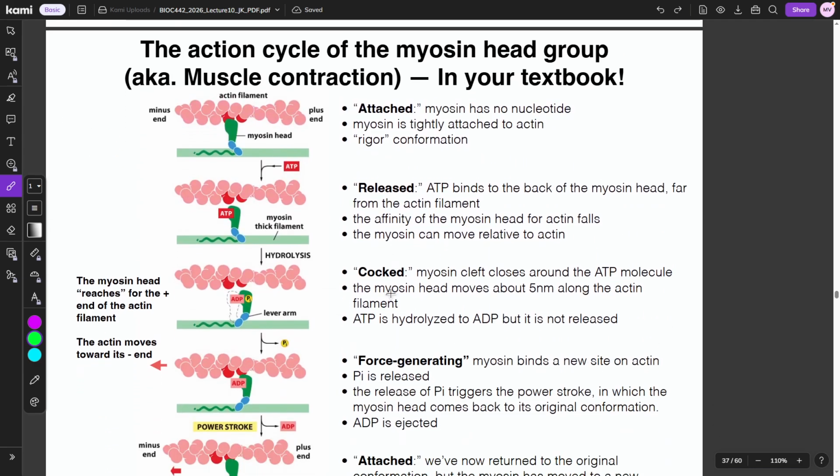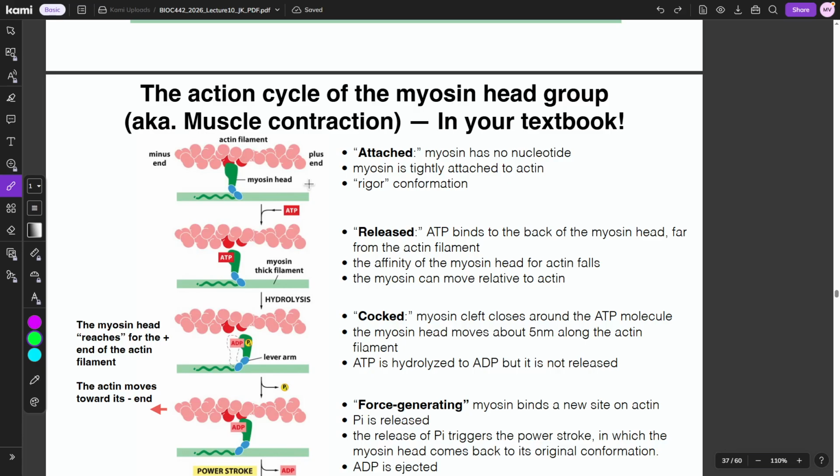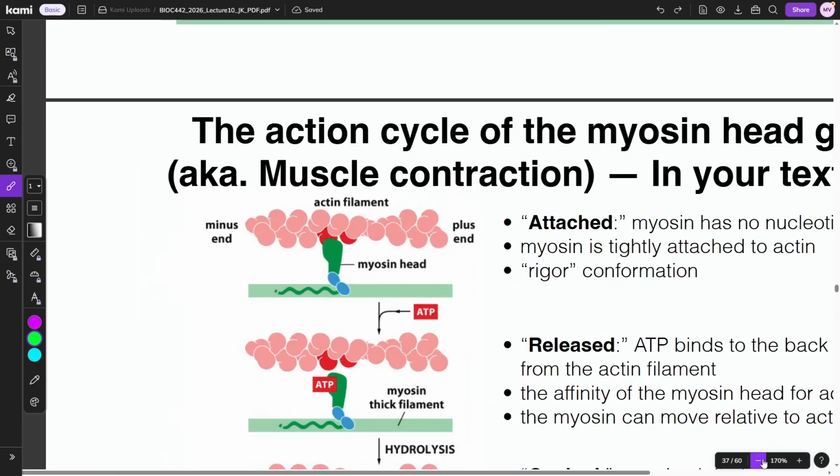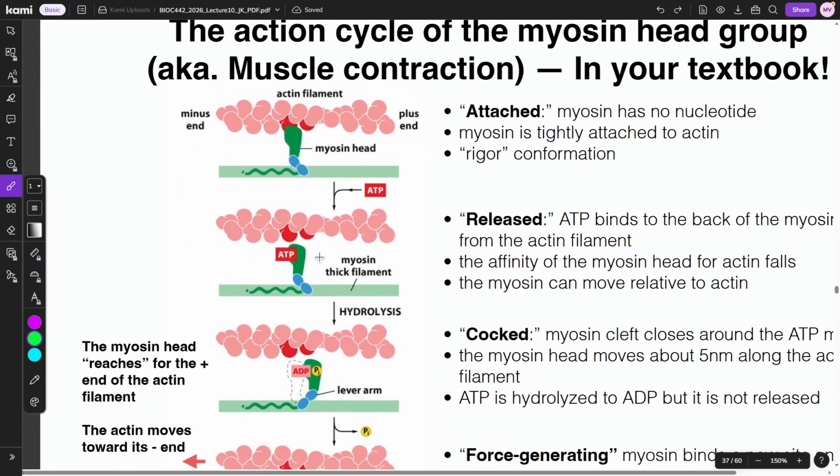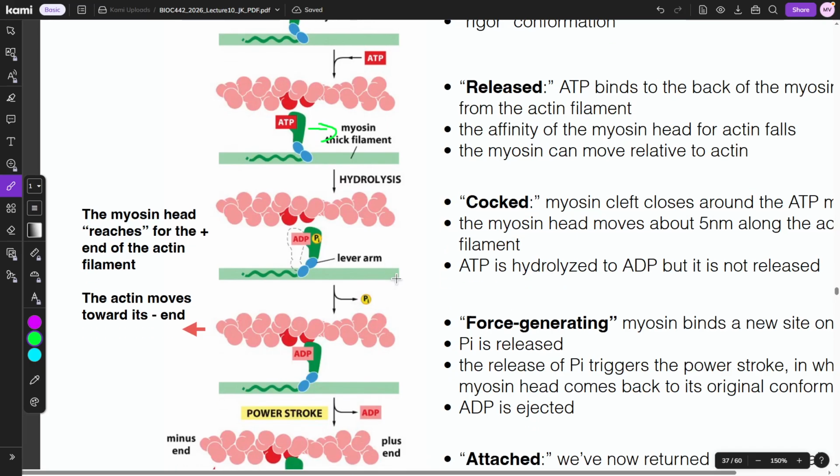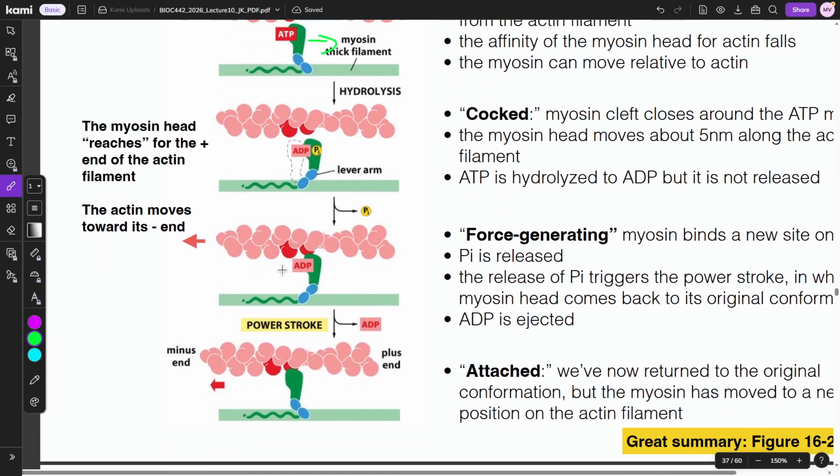So here is a great diagram of what this looks like. Right now we have an attached myosin head. You're going to add an ATP. The ATP is going to disconnect the myosin from the actin. Hydrolyzing that ATP causes the myosin to shift back to its original position. Now we release the phosphate. That causes the strength of the binding between the myosin and the actin to increase, so they bind. And then the power stroke happens and ADP is released.